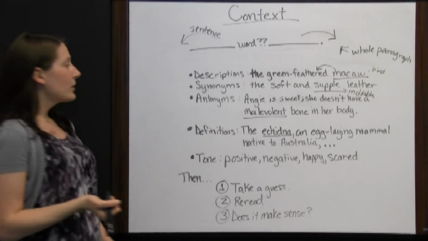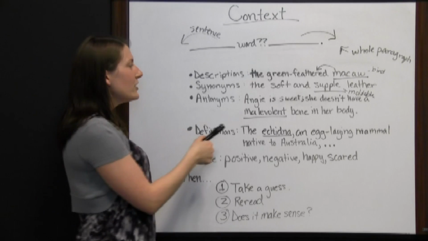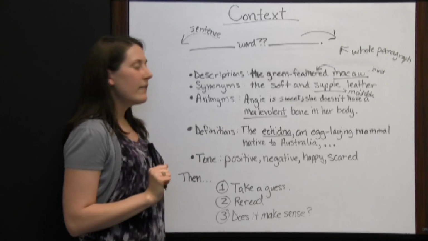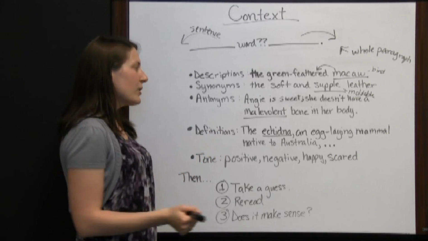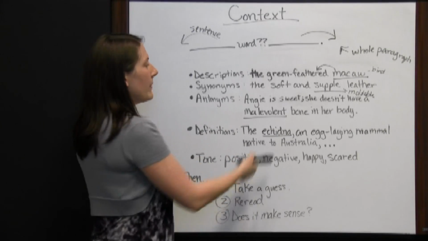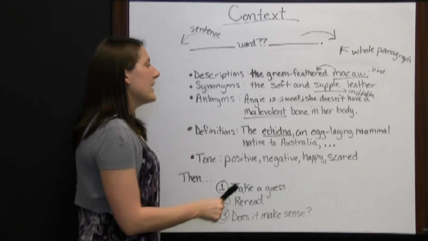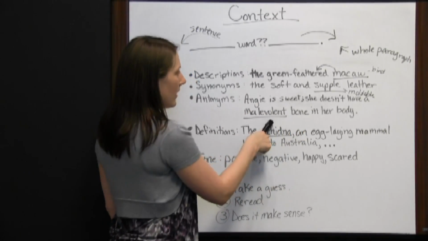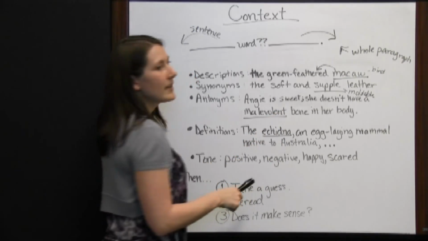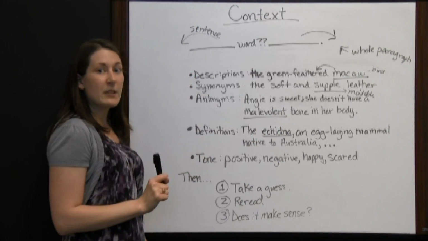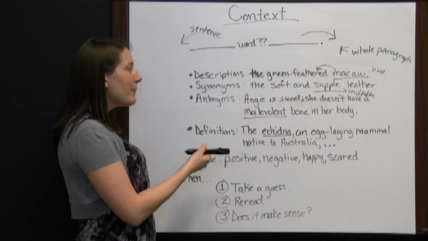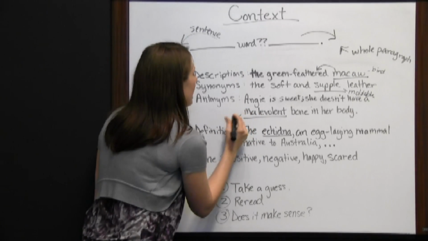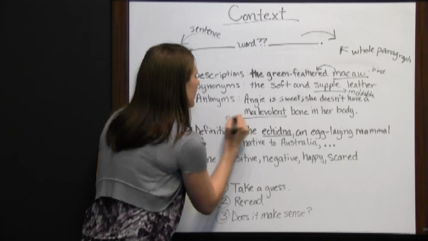Now, another clue you can look for are antonyms. Angie is sweet. She doesn't have a malevolent bone in her body. Well, you may not know what malevolent means, but you probably know what sweet means. And if she isn't malevolent and she is sweet, then you can figure out malevolent is something bad, something negative, the opposite of sweet. And in reality, malevolent means evil.